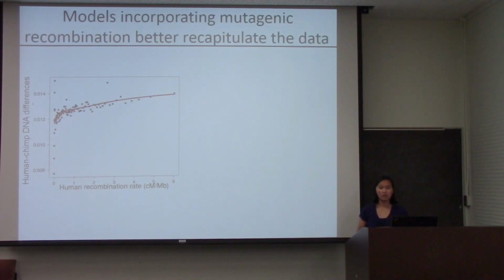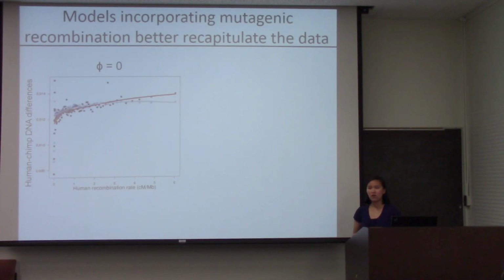So here are some of our early results. On the y-axis are the DNA differences found between human and chimp, plotted as a function of recombination. This is what I showed before, and this is our empirical data. The first step that we did was to test whether a null model, a model that does not incorporate mutagenic recombination, can recapitulate the data. To do that, we forced phi to be equal to 0. And we saw that when phi is equal to 0, meaning there's no effect from mutagenic recombination, the simulated data cannot recapitulate what happened at regions of high recombination.